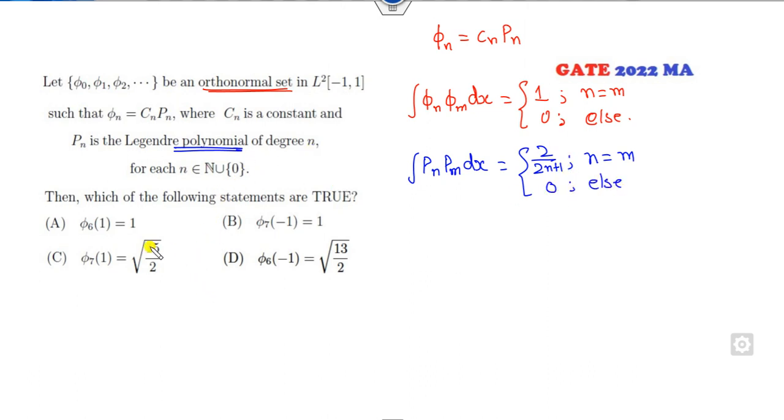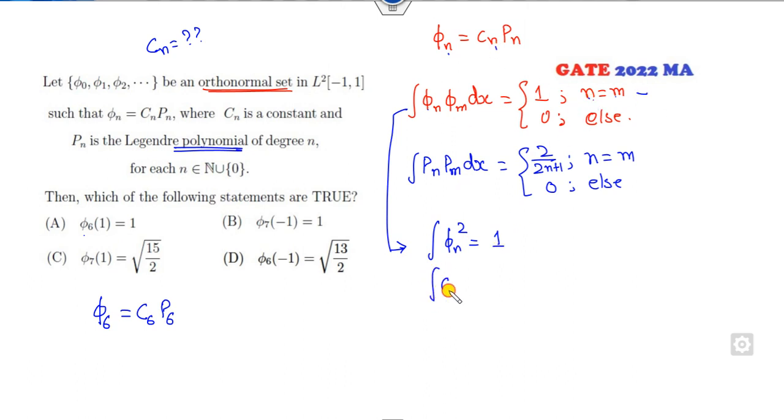Then your target is to find the value of phi 6. So first target is to find the value of Cn. Fine. Because phi 6 is nothing but C6 P6. So I need Cn. So I can use this orthogonal property. When n and m are same, by using this, the integral of phi n square comes to be 1. Fine. What is phi n square? It's Cn square into Pn square. Fine. So Cn is my outside. So what is the integration of Pn square? It comes to be 2 over 2n plus 1.